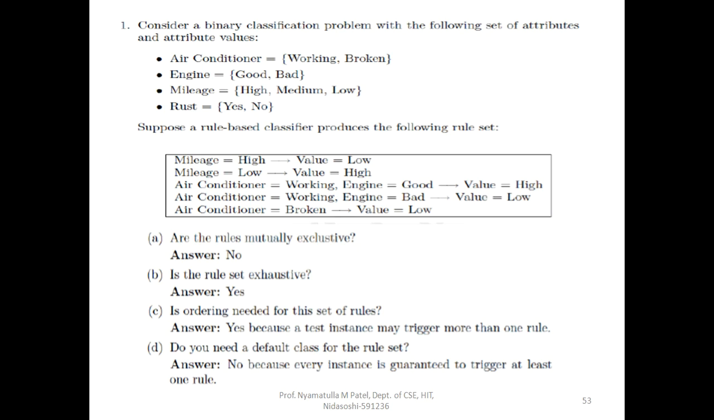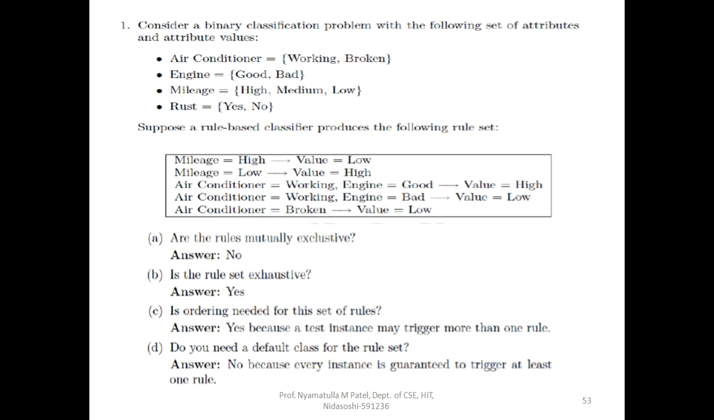Then the mileage is high, medium or low, and the rest is yes or no. Suppose a rule-based classifier produces the following set of rules. The following set of rules is based on the above 4 conditions. So, we are generating 5 rules over here. What is the first one?